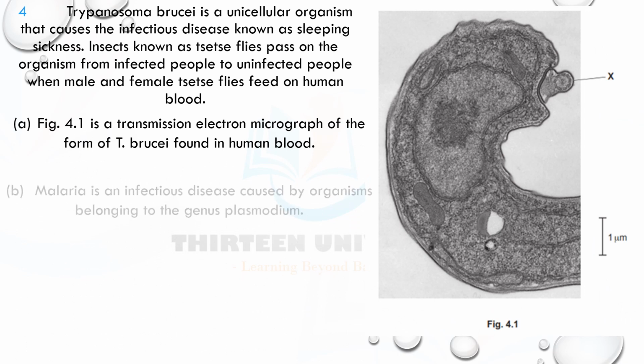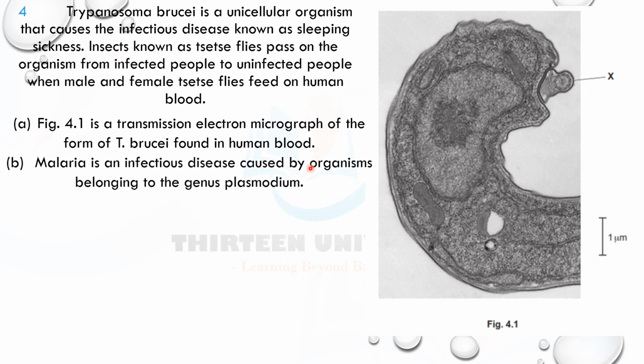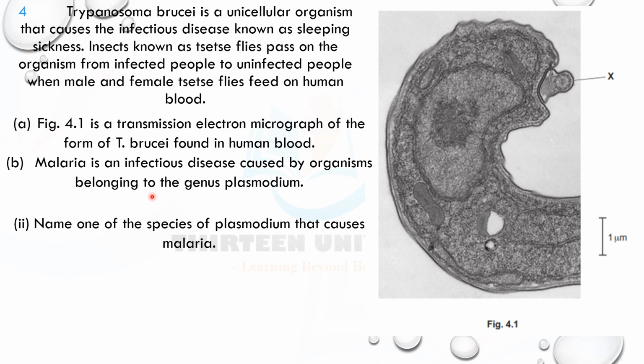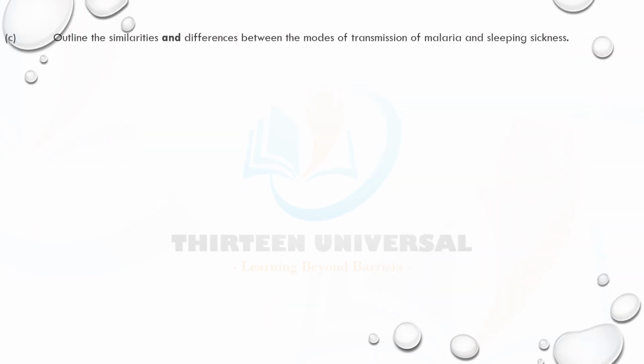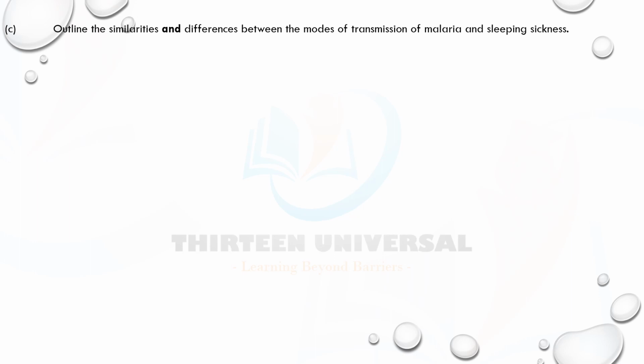Malaria is an infectious disease caused by organisms belonging to Plasmodium. Name one of the species of Plasmodium that causes malaria. So name them. There are 4 of them. Plasmodium falciparum, the baddest among the group, Plasmodium ovale, Plasmodium vivax, Plasmodium malariae. Correct spelling is important. Just one.